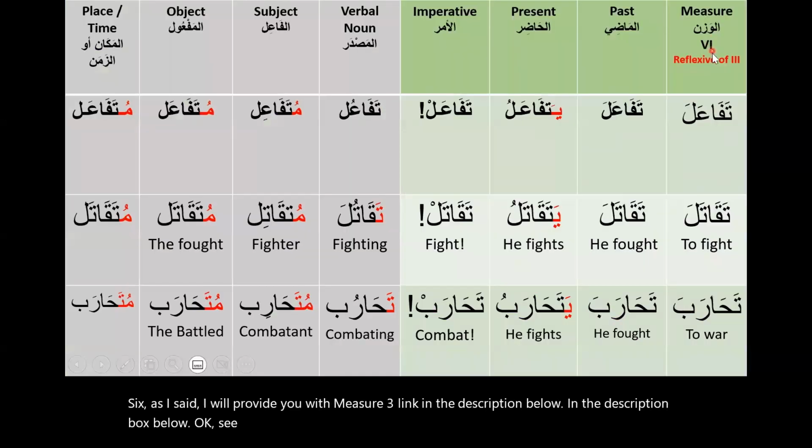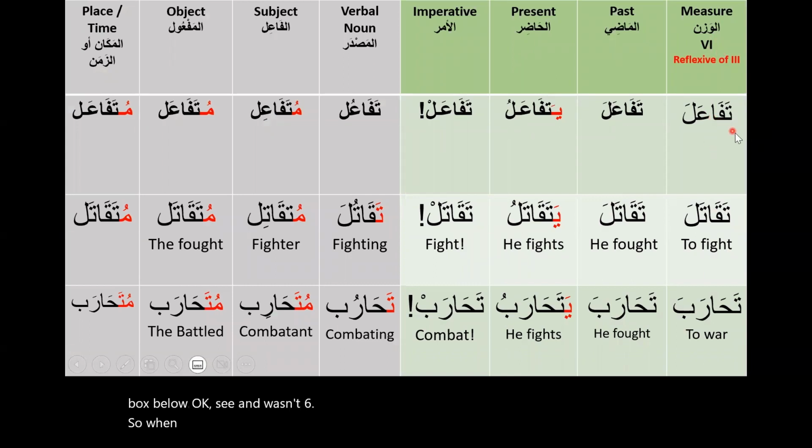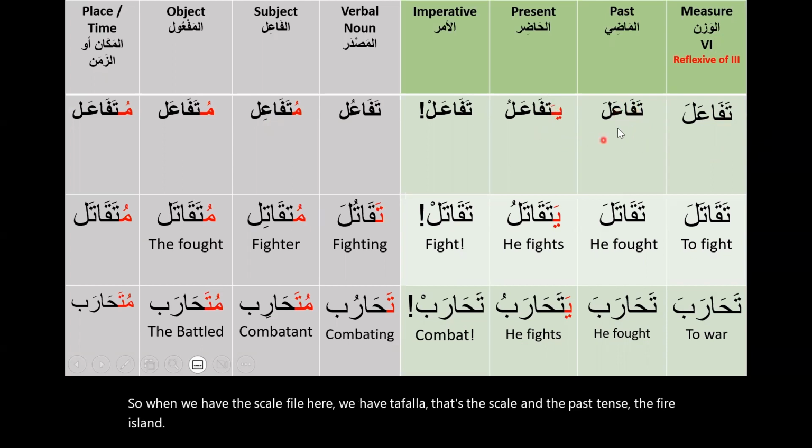And that is measure 6. So when we have the scale فعل, here we have تفاعل, that's the scale. The past tense تفاعل, the same as this one.